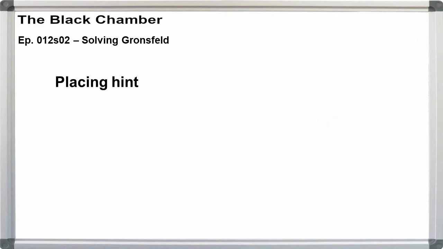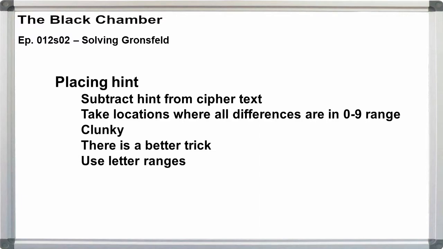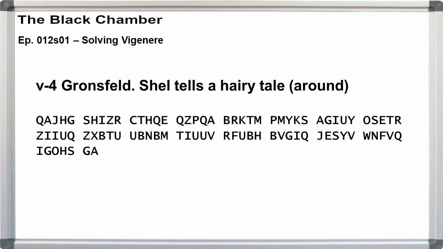So the first method for placing the hint word is to just subtract the numeric values of the hint from the numeric values of the cipher letters, and only accept candidates where all of the differences lie between 0 and 9. That's actually a little clunky, though. A slightly streamlined manual approach is to shift each letter in the hint by 9 to create an alphabetic range. Using V4, our hint is around.